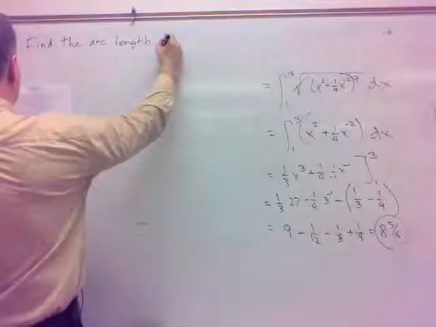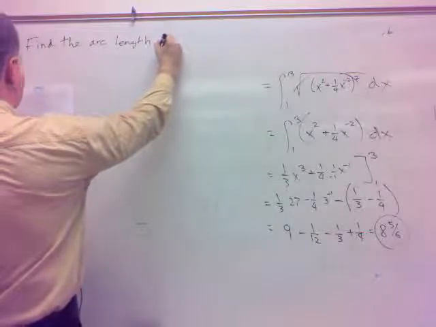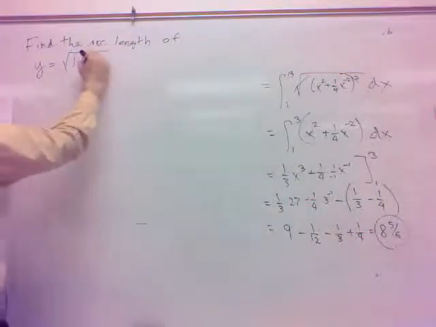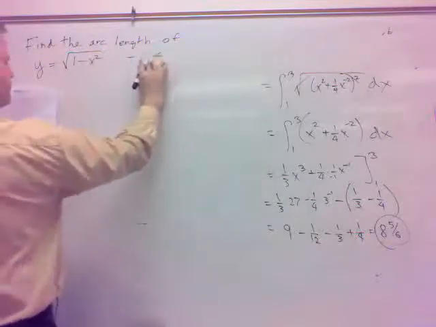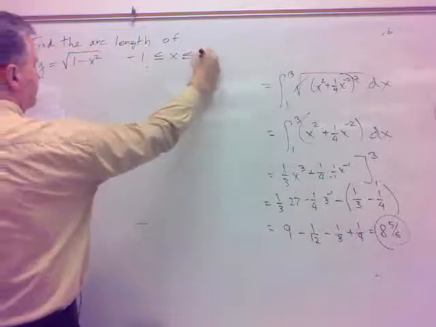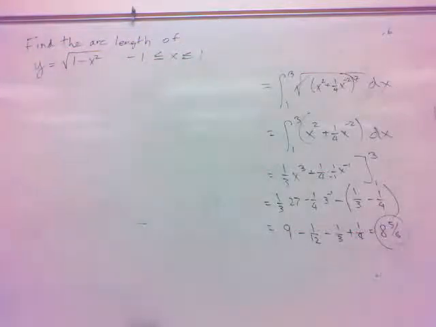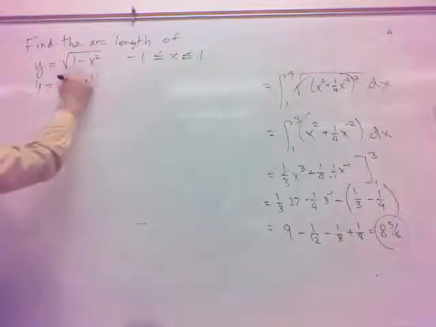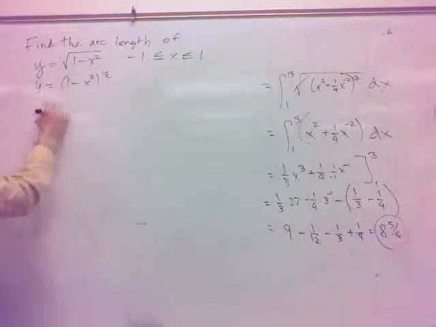Right. This one is find the arc length of y equals square root of 1 minus x squared, negative 1 to positive 1. Well, that being 1 minus x squared to the 1/2, the derivative is going to be what?